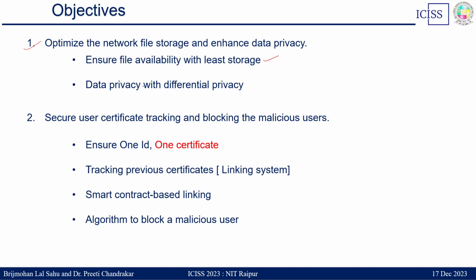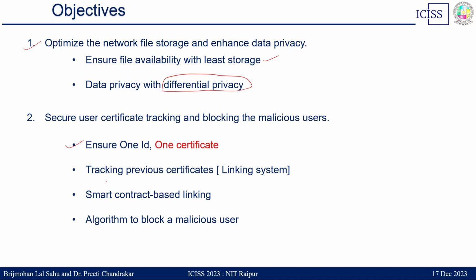We want to provide data privacy with differential privacy. Differential privacy is a method that we figured out in some literature that they have used. The second thing is secure user certificate tracking and blocking the malicious user. We want to ensure that the network has one ID and one certificate. That means only one certificate is allocated to one real world identity.